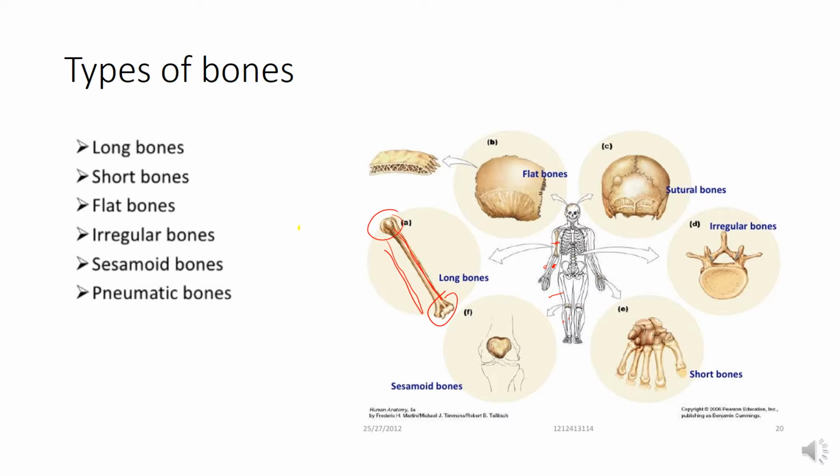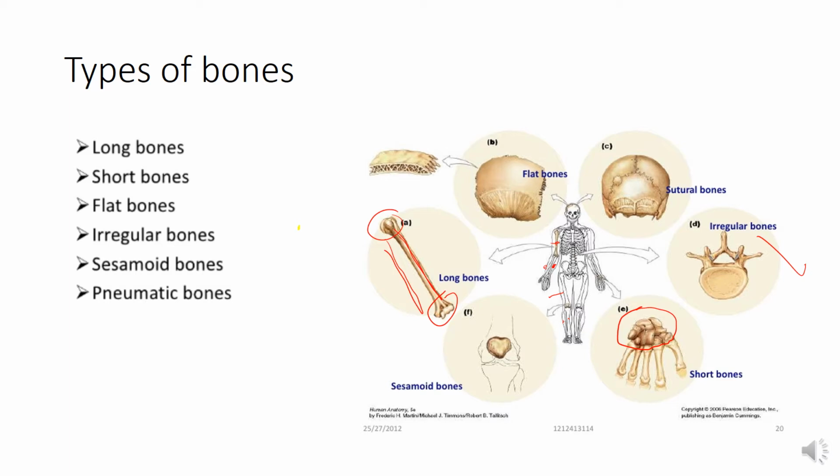Then comes the short bones. So short bones are the bones which are present in our wrist, the carpal bones, or present in the foot, the tarsal bones. Now here you can see these are short ones. They do not have a shaft or ends. Then the irregular bones. So these bones are shaped irregularly, and examples are vertebrae and some skull bones.